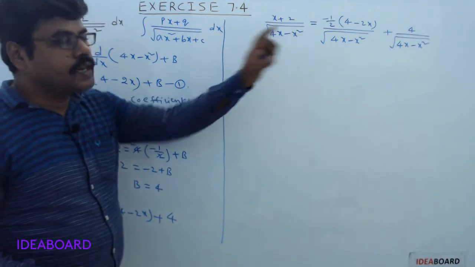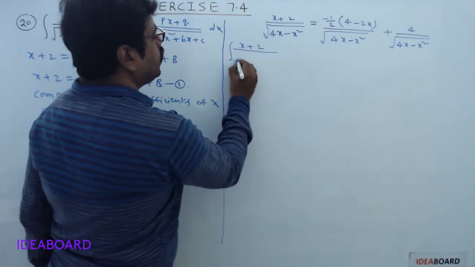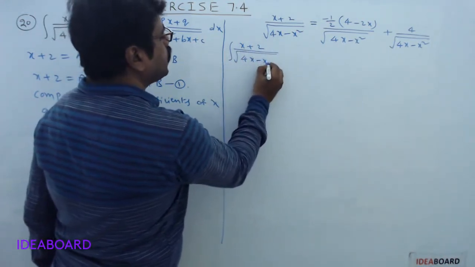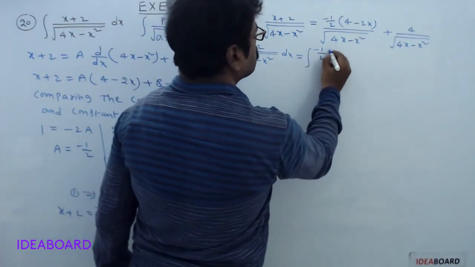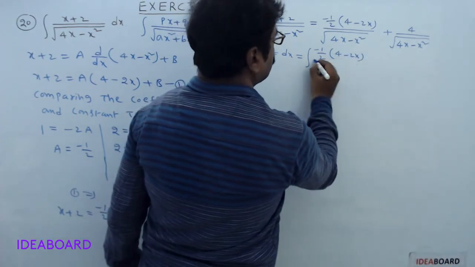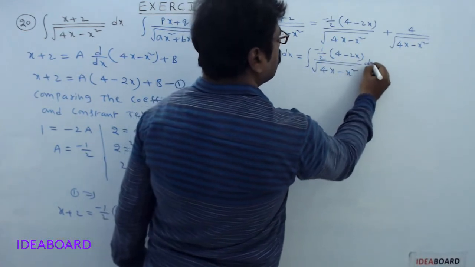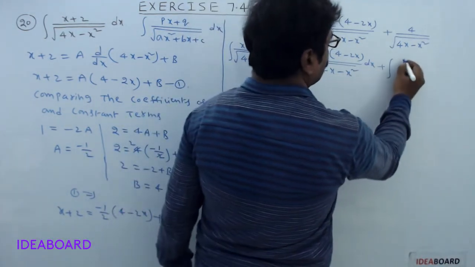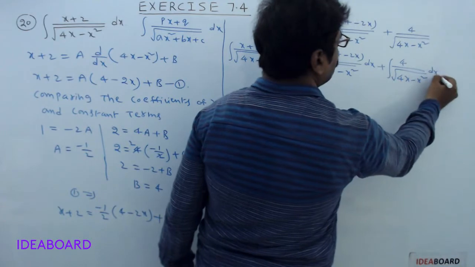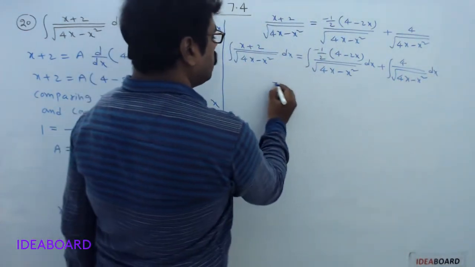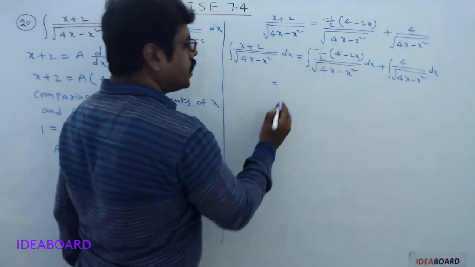Now integrating on both sides with respect to x. It is integral x plus 2 divided by square root of 4x minus x square dx equal to integral minus 1 by 2 into 4 minus 2x divided by square root of 4x minus x square dx plus integral 4 divided by square root of 4x minus x square dx. Now here minus 1 by 2 is the constant term. So you can write it outside of integral.